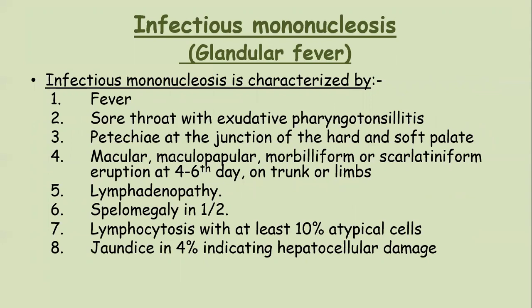Infectious mononucleosis, or glandular fever. Infectious mononucleosis is characterized by fever, sore throat with exudative pharyngotonsillitis, petechiae at the junction of hard and soft palate, a macular, maculopapular, morbilliform, or scarlatiniform eruption on the 4th to 6th day on trunk and limbs, then lymphadenopathy, splenomegaly in half of the patients, lymphocytosis with at least 10% atypical cells, and jaundice in 4%, which indicates hepatocellular damage. This is now a serious consequence.